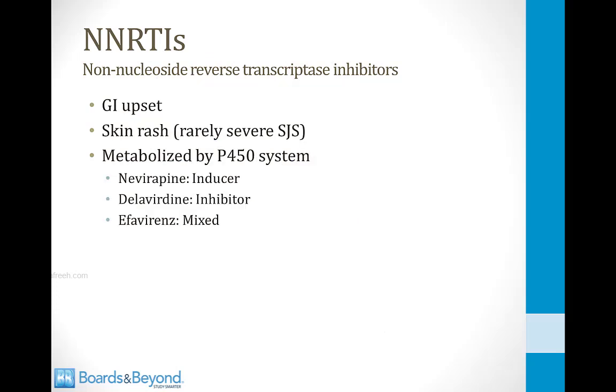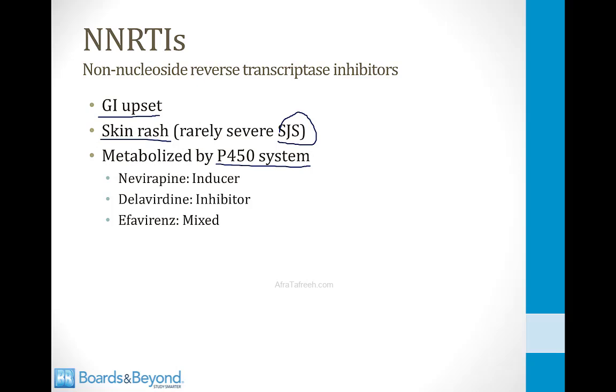Side effects of the NNRTI class include GI upset. Some patients develop a skin rash. Very rarely, this can become severe and progress to things like the Stevens-Johnson syndrome. And then you should know that these drugs are metabolized by the cytochrome P450 system in the liver. This means that their levels can go up or down when they're co-administered with other drugs. There are a lot of drug-drug interactions in people taking NNRTIs.